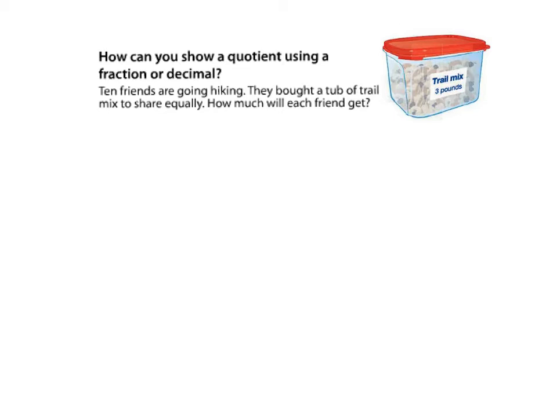The problem is, 10 friends are going hiking. They bought a tub of trail mix, which is right here, to share equally. How much will each friend get? So there's 10 friends, one tub. How much will each friend get?